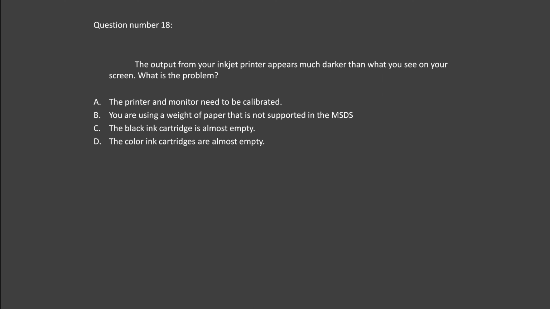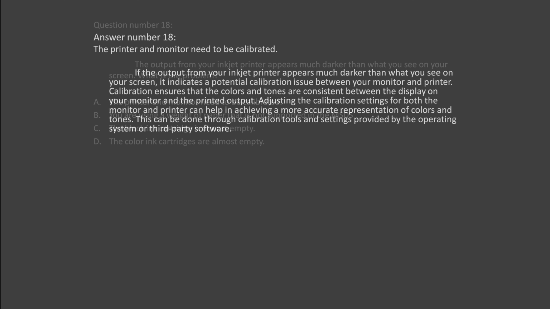Question number 18. The output from your inkjet printer appears much darker than what you see on your screen. What is the problem? Option A. The printer and monitor need to be calibrated. Option B. You are using a weight of paper that is not supported in the MSDS. Option C. The black ink cartridge is almost empty. Option D. The color ink cartridges are almost empty. Answer number 18. The printer and monitor need to be calibrated.